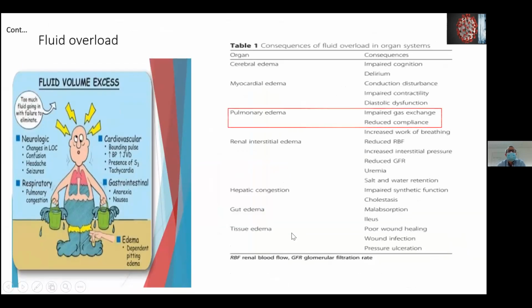Then the other extreme, fluid overload. Fluid overload is also very bad for an RDS patient, because among its consequences is pulmonary edema. And remember that RDS is non-cardiogenic pulmonary edema. It means if we are producing more edema, we are impairing gas exchange more and reducing lung compliance, and that's why we need to use higher FiO2 and higher ventilator pressure to inflate the lungs. That's the importance of fluid balance, to avoid that.